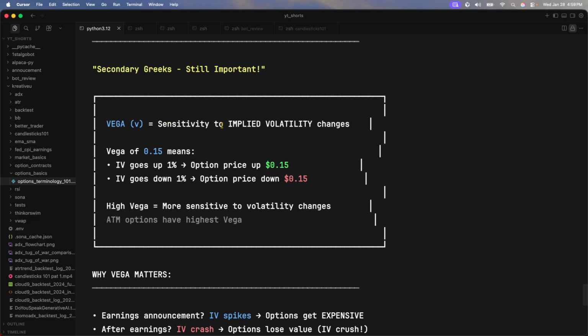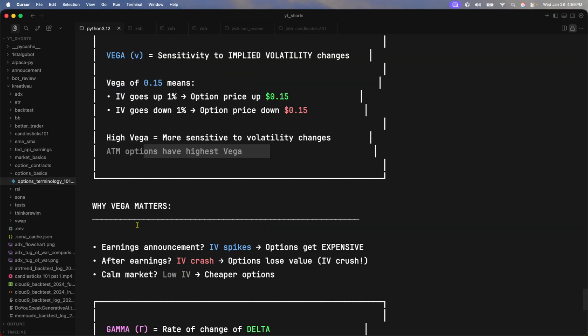Vega is going to be the sensitivity to the implied volatility, or IV. So Vega of 0.5 means that if IV goes up 1%, the option price goes up $15. If IV goes down 1%, the option price goes down $15. High Vega equals more sensitivity to the volatility changes. ATM options have the highest Vega.